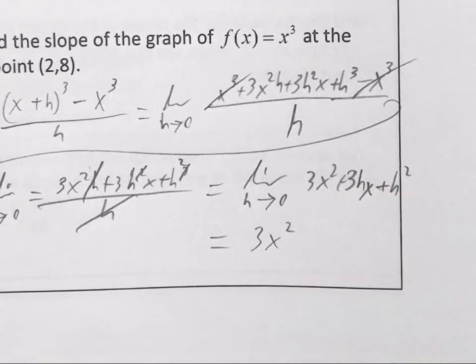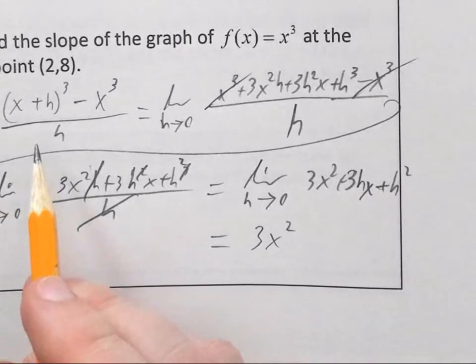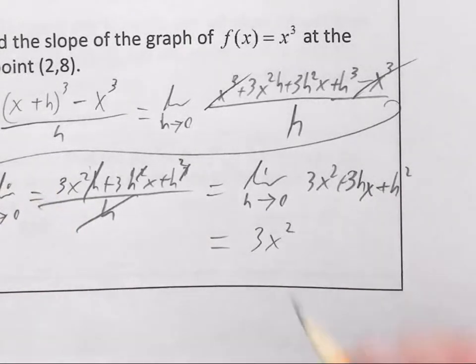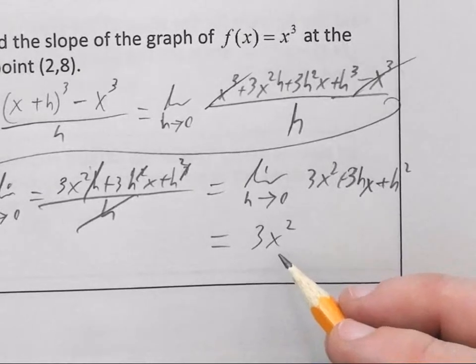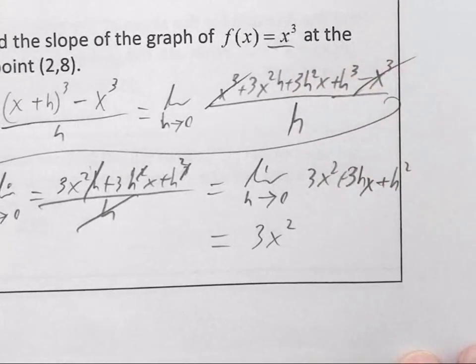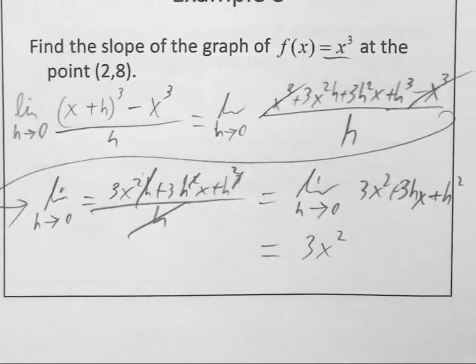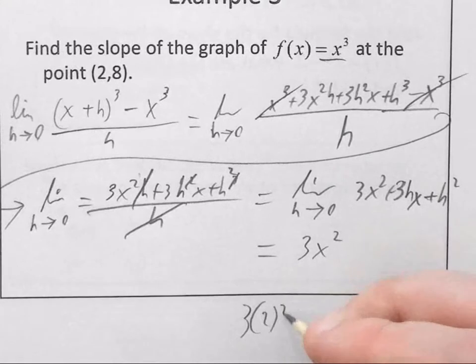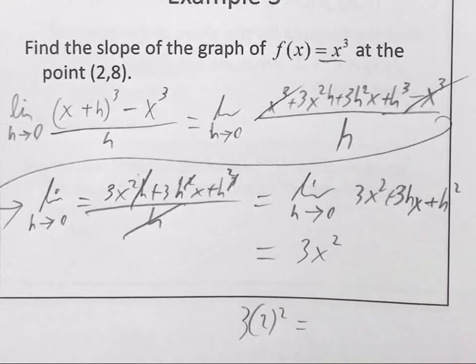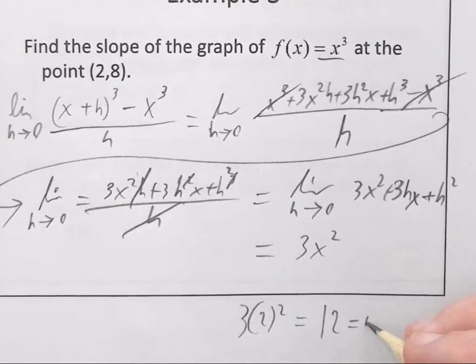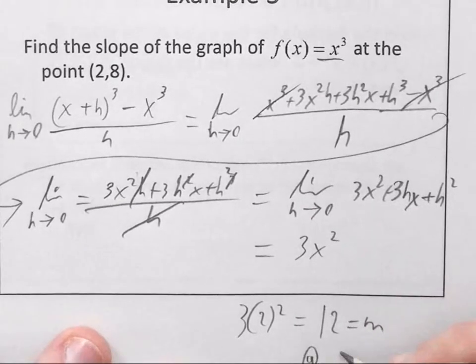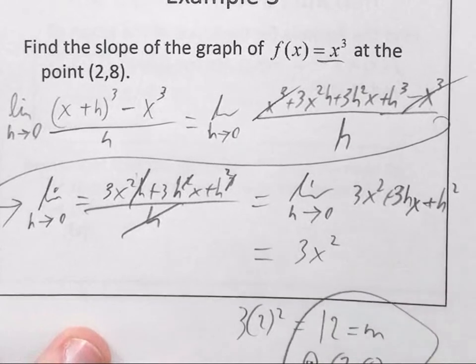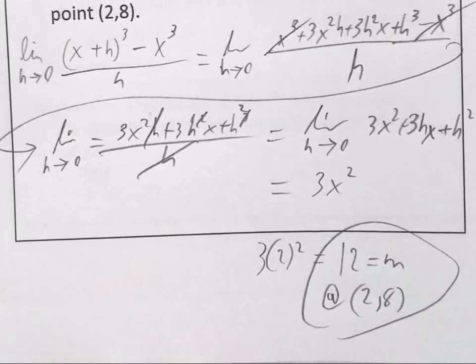Now the reason I like doing it this way, you could plug in the 2 plus h here, and that's fine. I think the book does it that way to start. I don't bother with that because this will find you the slope anywhere on the curve of x cubed. I want it specifically at (2, 8), so what would I do? Plug in 2. 3 times 2 squared is 12. So your slope is 12 at (2, 8). That'd be your answer. Questions on that one?